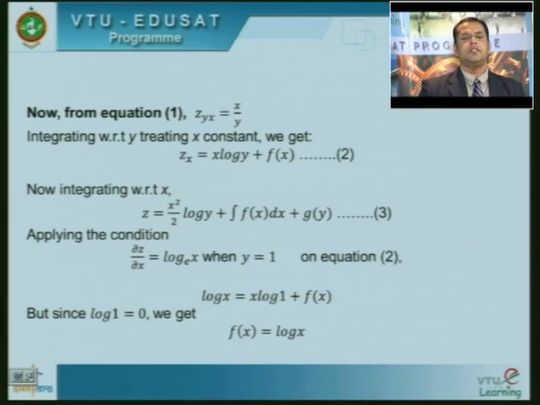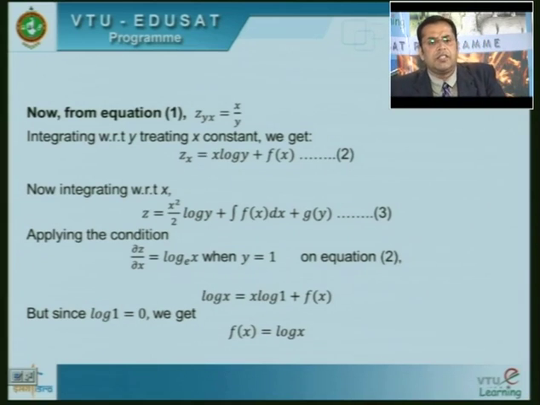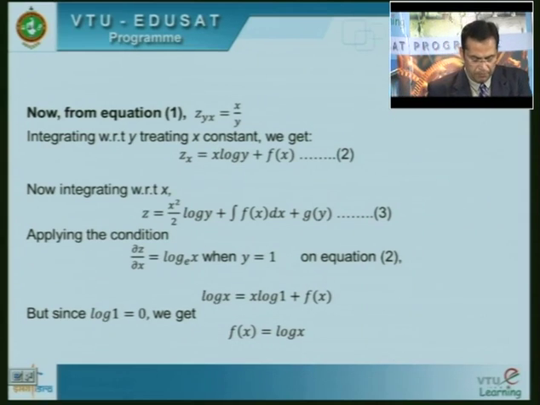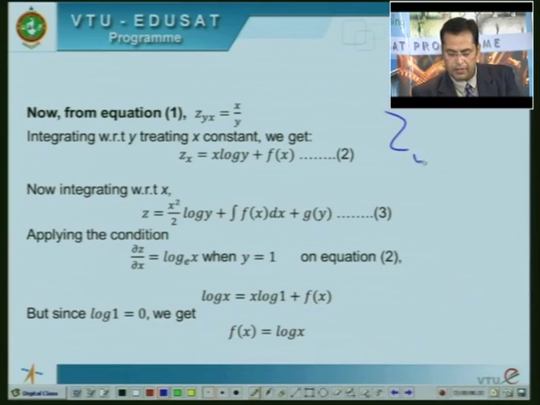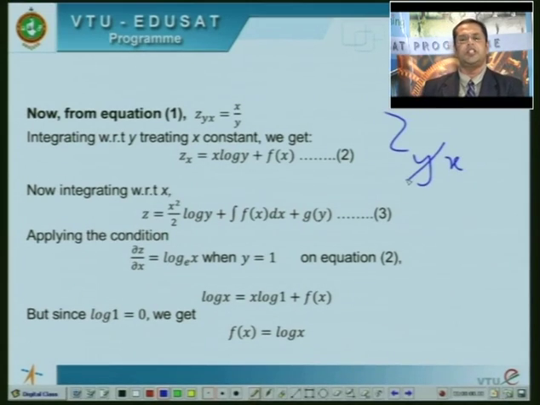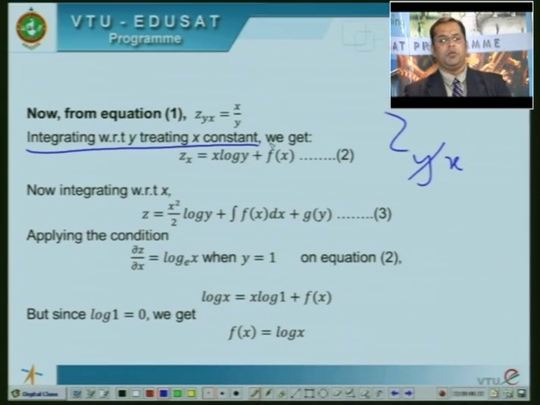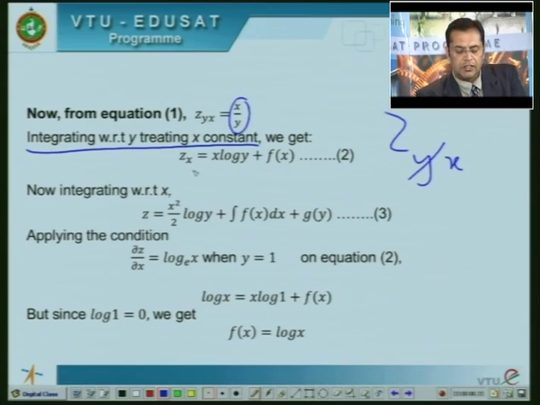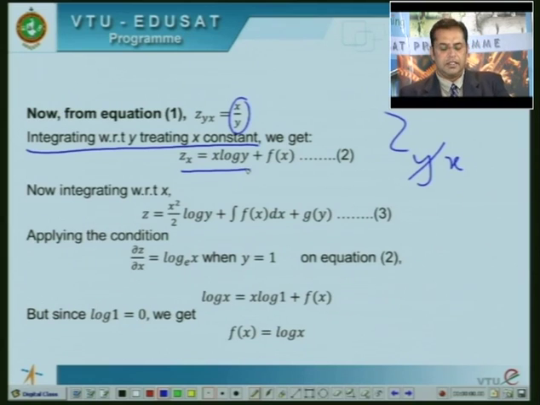So, from equation 1, what was given, z_xy = x by y, is written as z_yx = x by y, and you know that the first integration is with respect to y keeping x constant. We will do that. Integrating with respect to y, treating x constant, we get x by y, where x is constant, and the integration of 1 by y with respect to y is log y. So, z_x will be x log y plus the constant of integration, which is a function of x. We will call that equation 2.